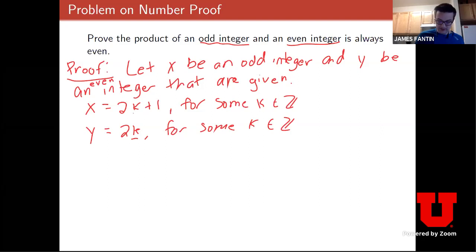So we need to introduce some other variable for this other integer. Let's just say m for this one. So y is equal to 2m for some m an element of Z, because we have to have two different values here to represent all odd integers and all even integers.